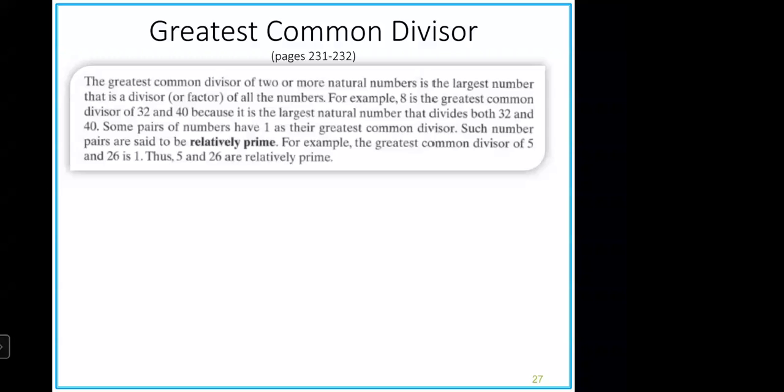So if you were given 2 numbers and the largest number you could divide both of them by is 1, then we say those numbers are relatively prime. They give some examples: 5 and 26. The highest number that could divide 5 and 26 is 1. So therefore, we say that they're relatively prime.